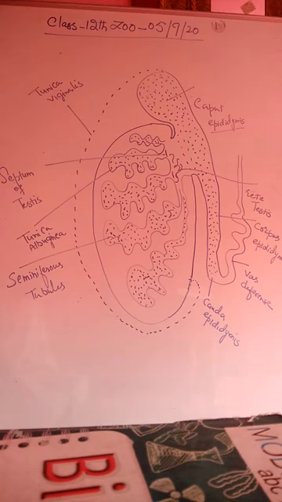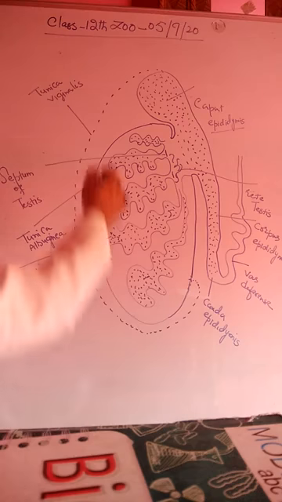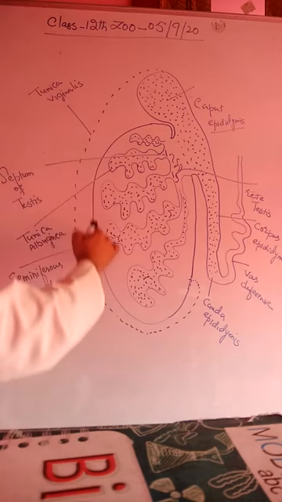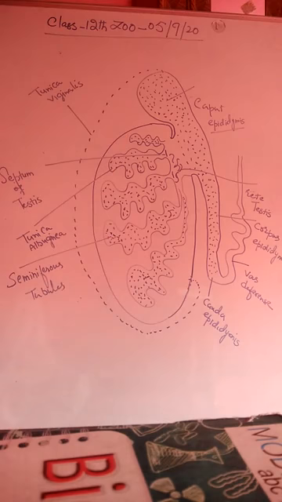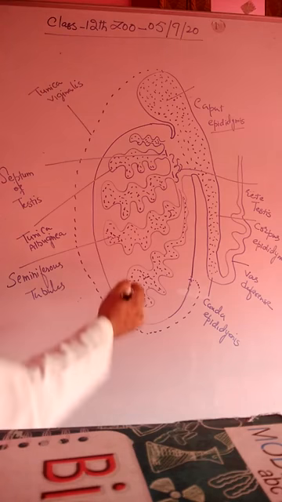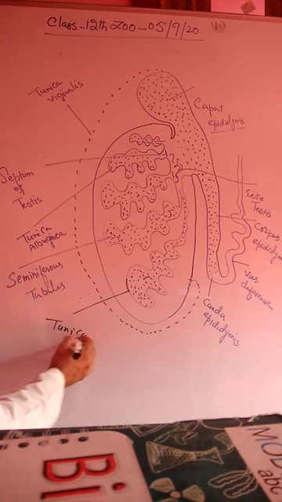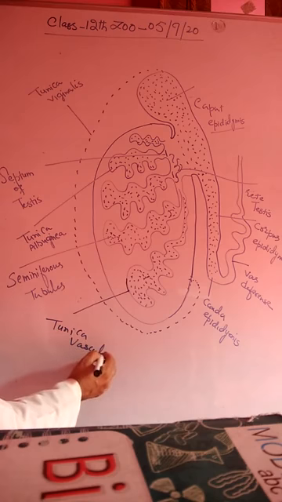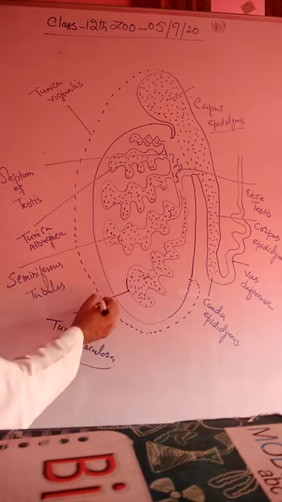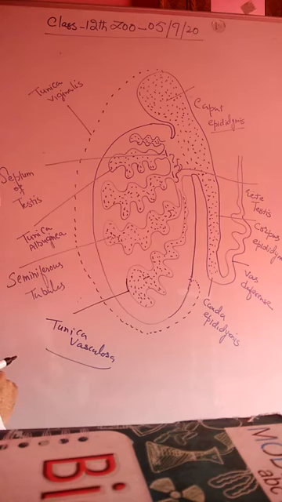Tunica albuginea is externally covered by a peritoneal layer of flat cells called tunica vaginalis. This is tunica vaginalis, which is shown in the dotted structure, the external covering of the testes. While inner to it and adhering to the testes, there is another peritoneal layer called tunica vasculosa. This is tunica vasculosa. Inner layer, this is outer layer.